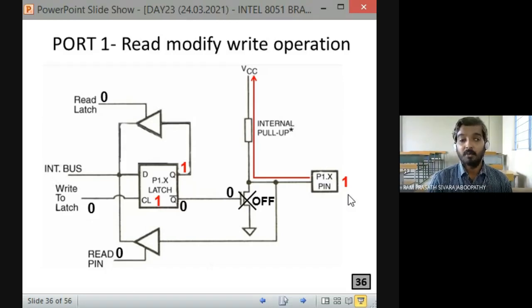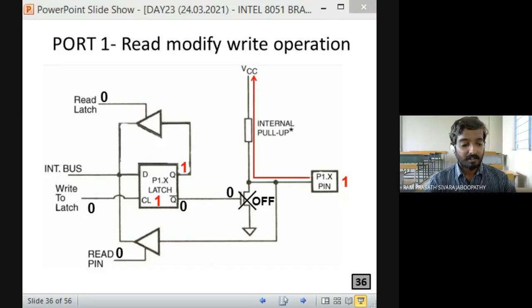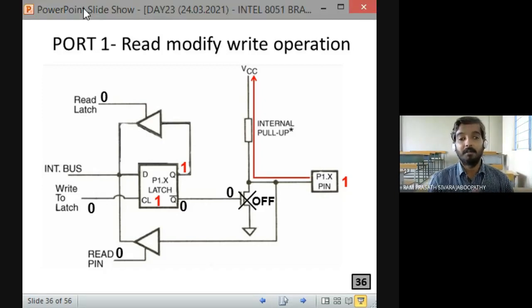Fine. Now the read, modify, write operation. Which instructions did we mention to perform this? The best example, CPL P1.0, we can consider. Now we are going to see the read, modify, write operation. Fine. So when the CPL instruction executes, what happens first? It is not just a read operation, it is a read, modify, write operation. What is the first thing? The port latch gets read. Correct?